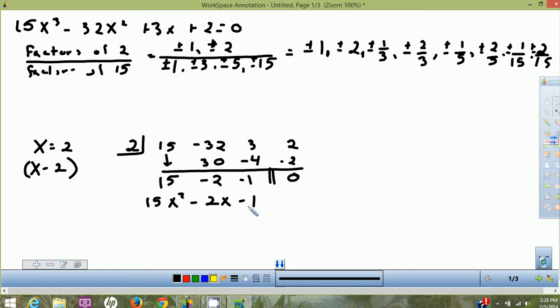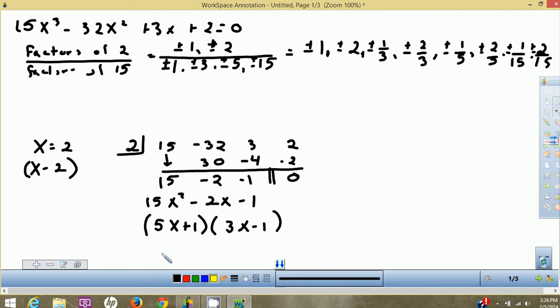And that can be factored. At this point, you should know the methods to get that in factored form. It factors as 5x plus 1 times 3x minus 1. If I set each one of those factors equal to 0, 5x plus 1 equals 0 gives me x equals negative 1/5, and 3x minus 1 equals 0 gives me x equals 1/3. So now I have all of the zeros of my polynomial. The zeros are x equals 2, x equals negative 1/5, and x equals 1/3.